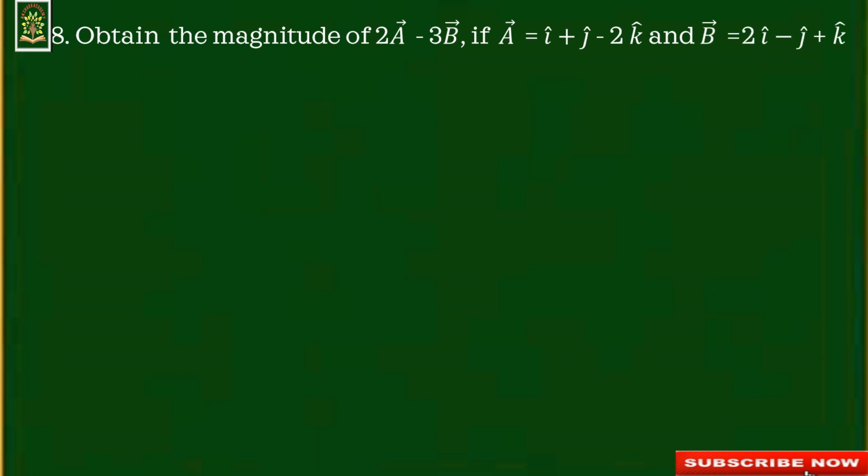Next we will go to the next question. Obtain the magnitude of 2 a bar minus 3 b bar, if a bar is equal to i cap plus j cap minus 2 k cap and b bar is equal to 2 i cap minus j cap plus k cap. Now, let us go to the solution. Now, we are calculating 2 a bar minus 3 b bar.